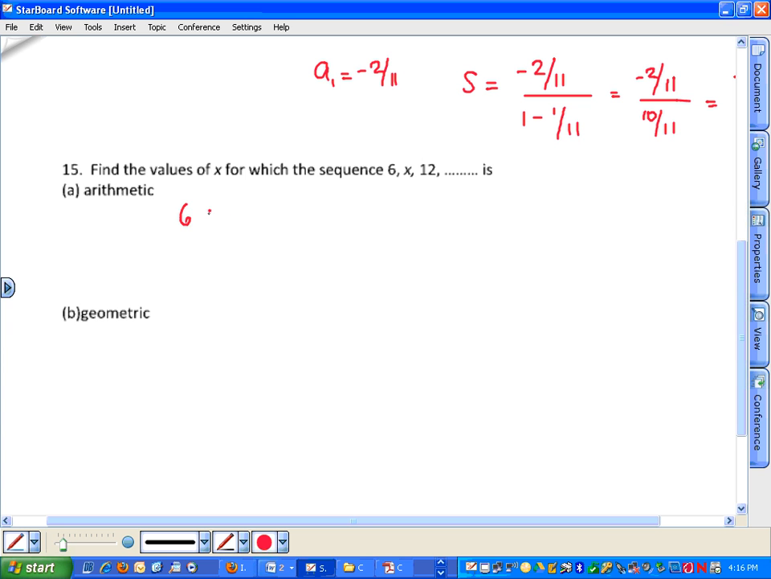So if we take 6 and add the common difference d, that's supposed to equal x. But if we take 6 and add the common difference and add the common difference again, that's going to give us the next term, which is 12. 6 plus 2d is equal to 12. Subtract 6 on both sides, and we get that 2d is equal to 6. So the common difference is equal to 3, which means the value of x that turns us into an arithmetic sequence is 9.